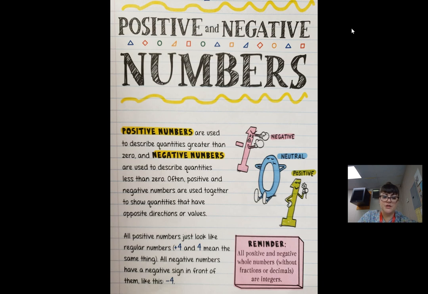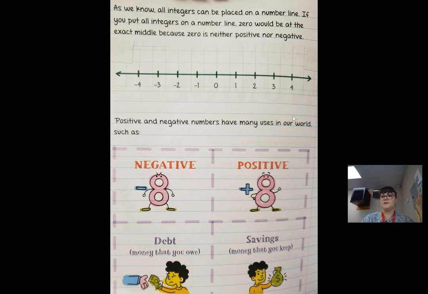All positive numbers just look like regular numbers. So they have the plus in front of it, or they don't, but they mean the same thing. All negative numbers have a negative sign in front of them, like this, -4. So in our reminder, all positive and negative whole numbers, numbers that you would count on your fingers, 1, 2, 3, that doesn't include fractions or decimals, all positive ones, all negative ones, and your zero, we call those integers. So when you're working on your homework assignment and it says write the integer, that's what I'm talking about.